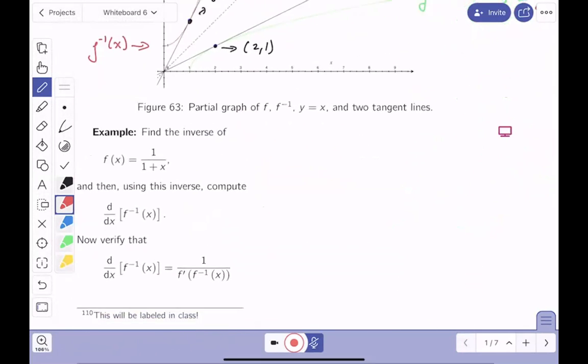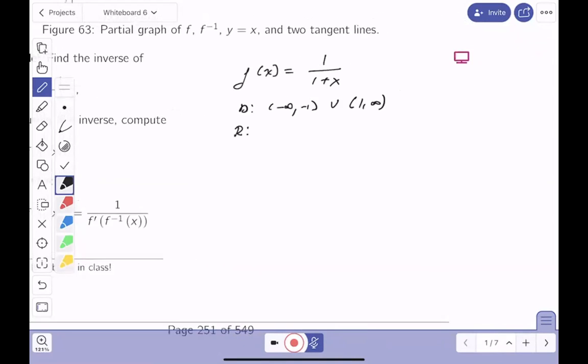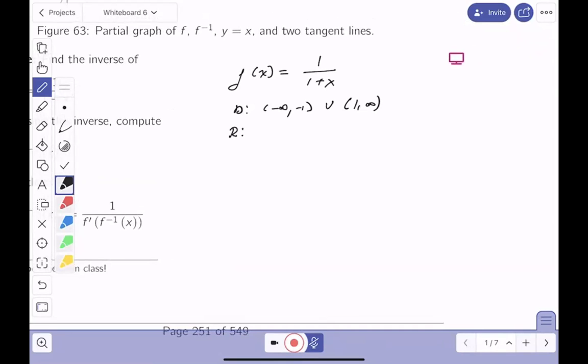Let's take a look at an example. I'm not going to claim it's going to be easy for you, but what I'd like to do is review what you did in Math 119. So in Math 119, what your teacher said to do was write down f of x, 1/(1 plus x), put its domain down. Its domain is going to be minus infinity up to -1, union 1 to infinity. Its range is going to be, well, what's its range going to be? I guess it's going to be all the numbers but 0.